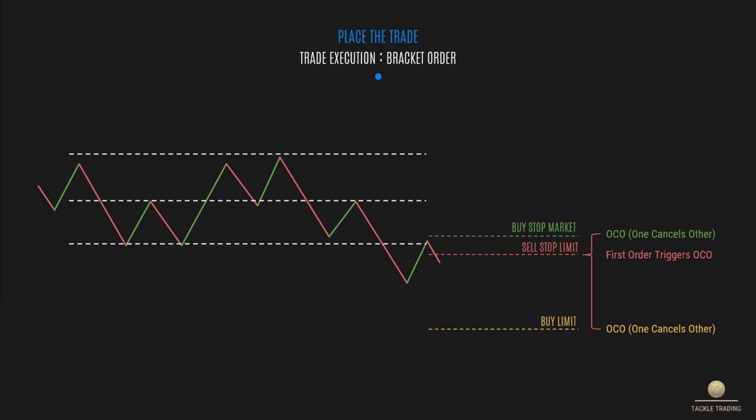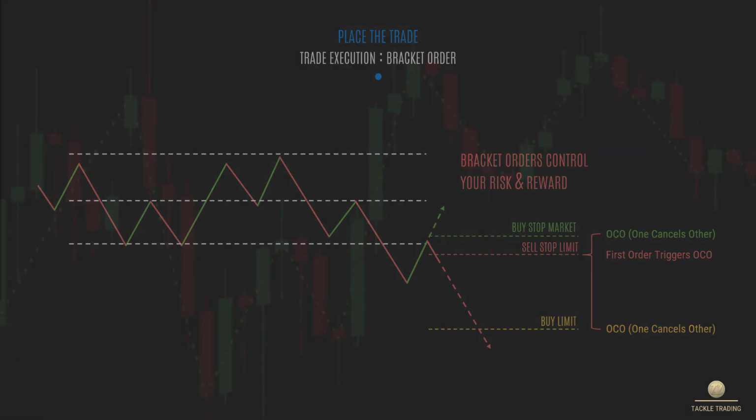So the entry is called a sell stop limit that controls our entry into the position. The stop loss is referred to as a buy stop. That is typically placed right above your resistance channel. And your target order is called a buy limit. The combination of all three of these orders is what is referred to as an OCO bracket order. So let's go into the market and let's show how to put the order on.